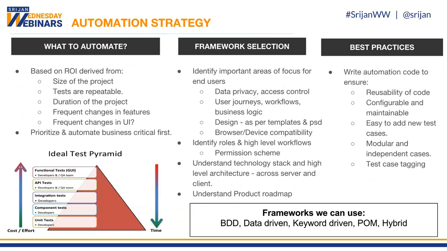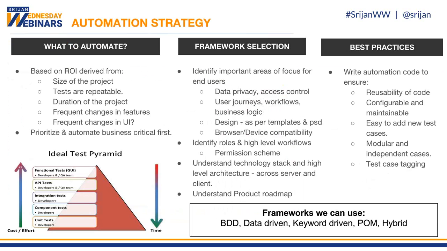So these are a few things we can keep in mind, which help us in selecting the framework. And sometimes we might go with the hybrid approach, which is a combination of data-driven and POM. So we might need to automate user journeys along with different kinds of data. In that case, the hybrid framework is the most suitable choice.